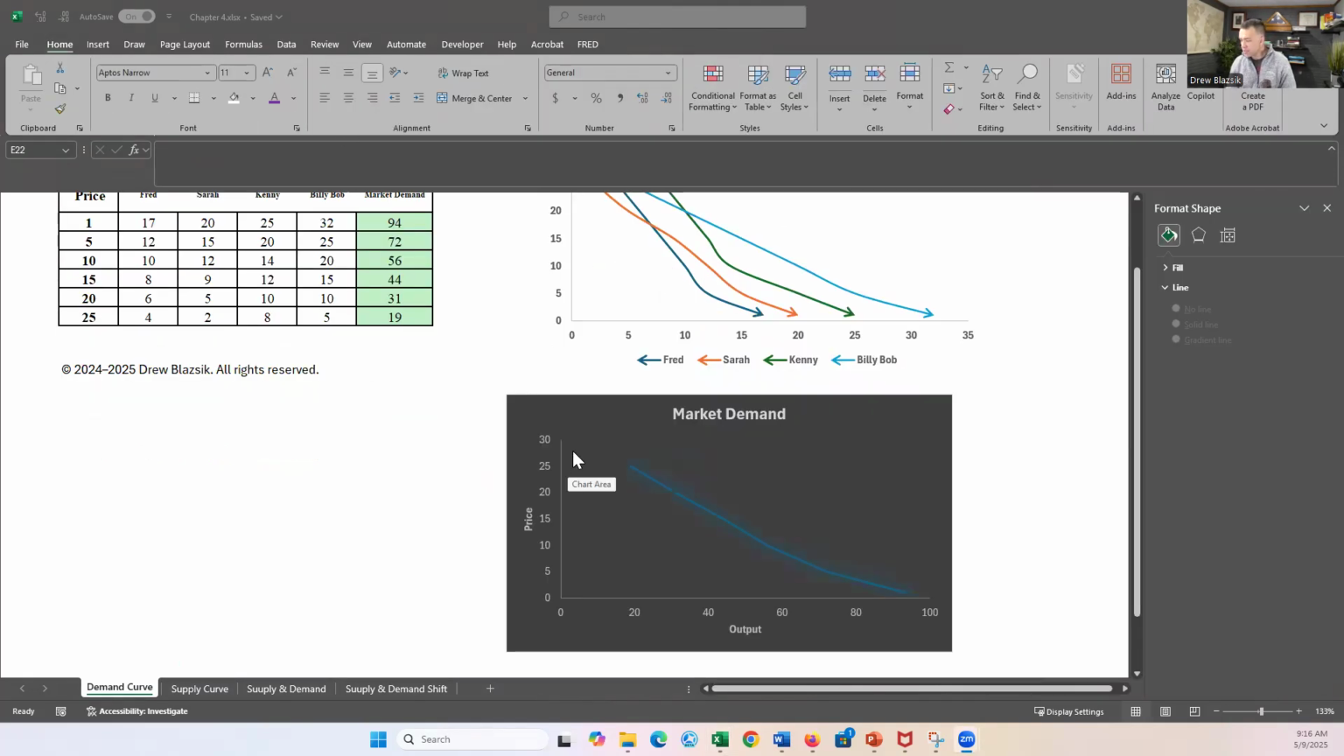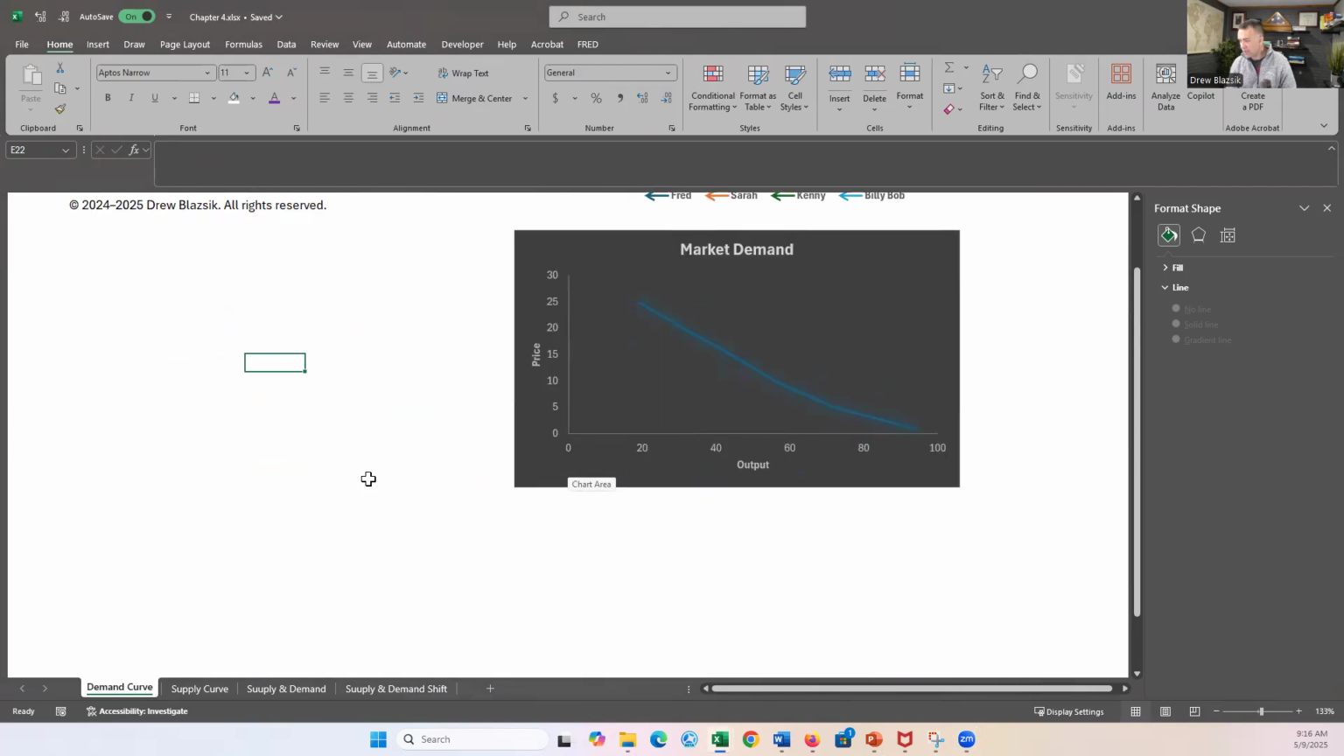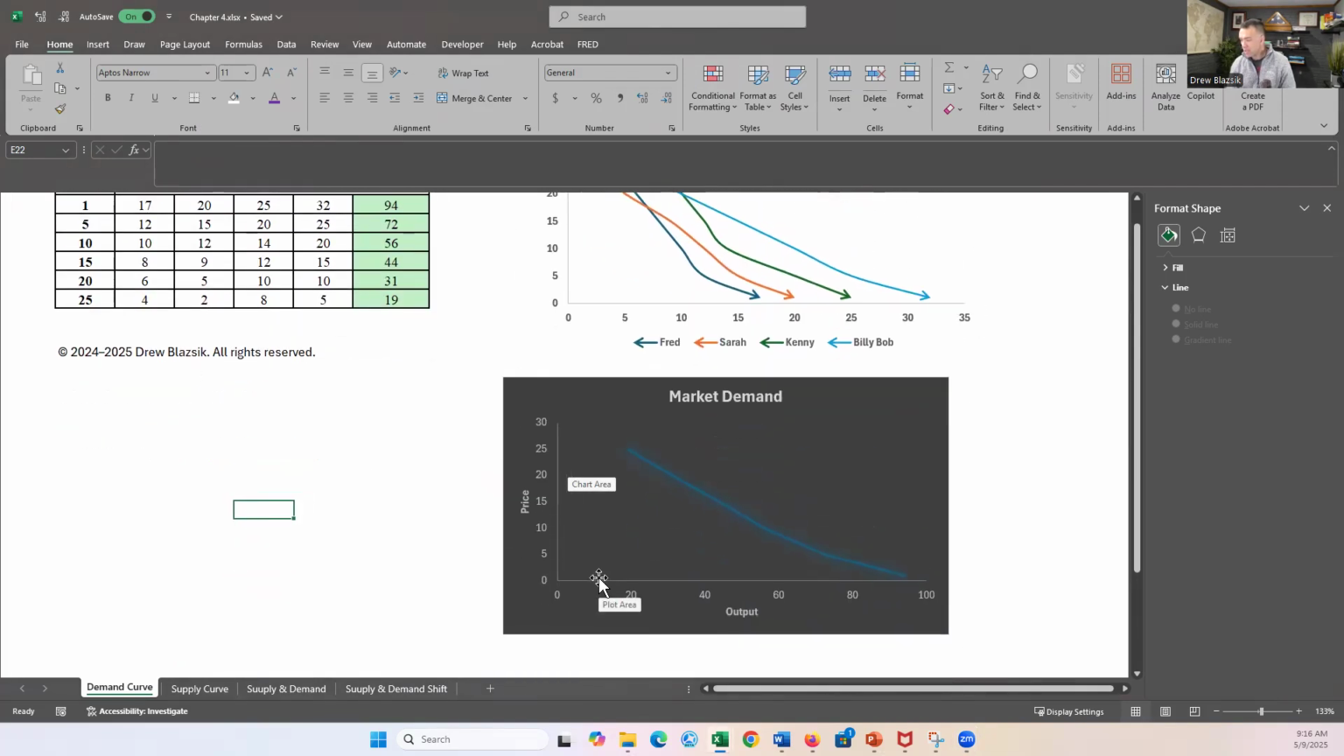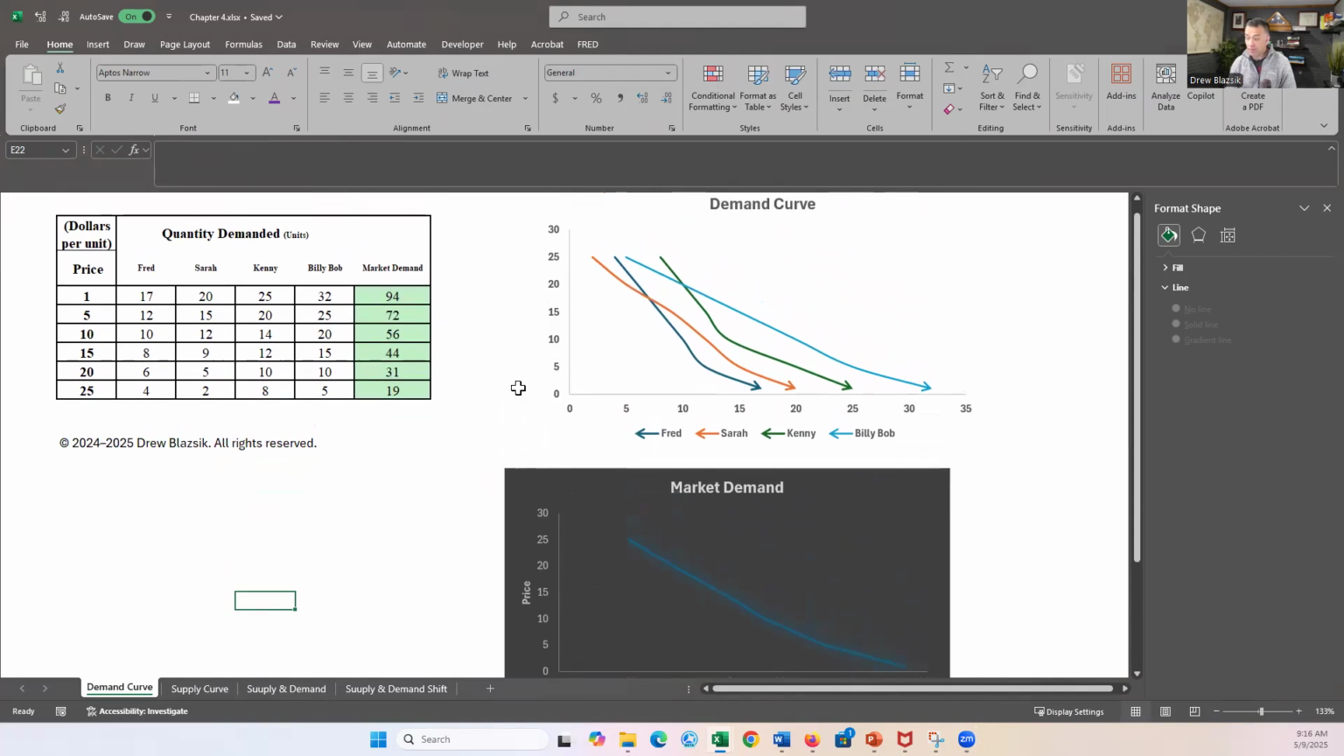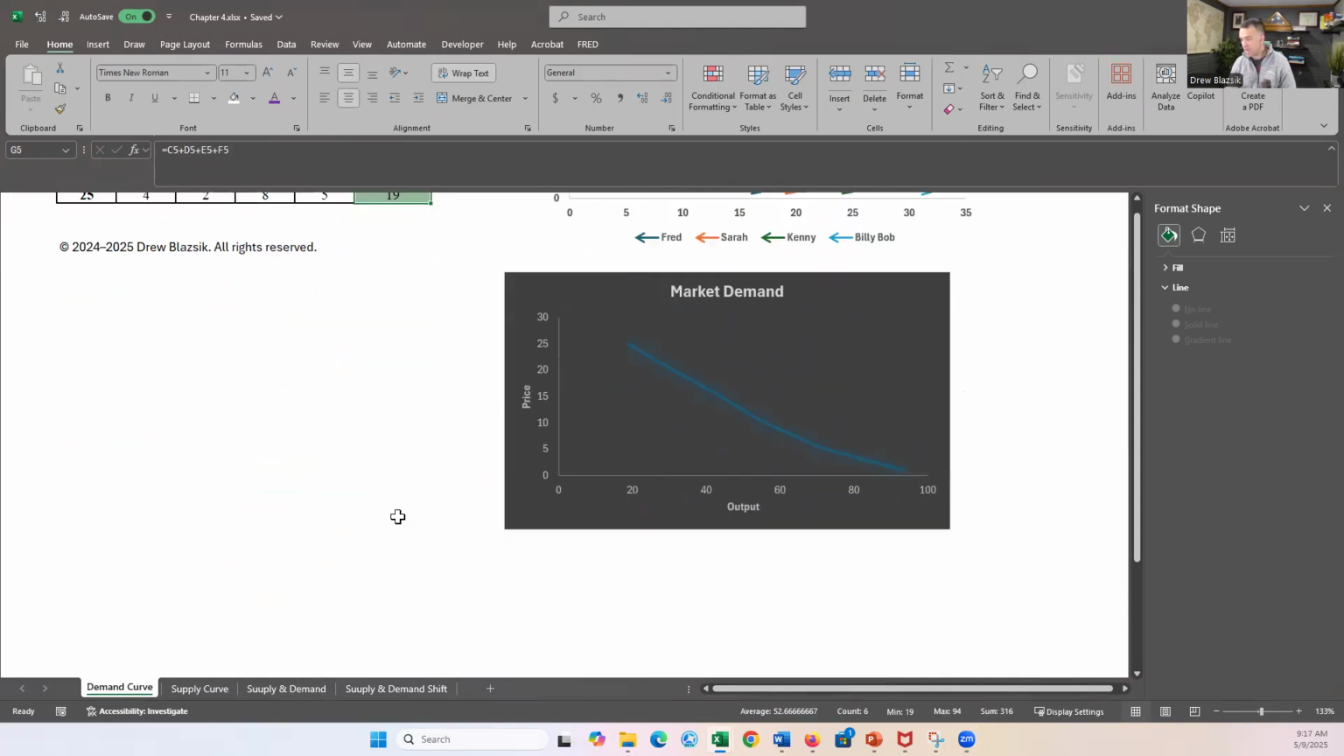Sorry, for some reason it wasn't coming up. I had to correct it with the graph. I don't know why it didn't come up, but on your end it should come up. I'm just going to double check: if I delete all those, it goes away, and if I reverse it, it comes back. Okay, looks good. There's the market demand.